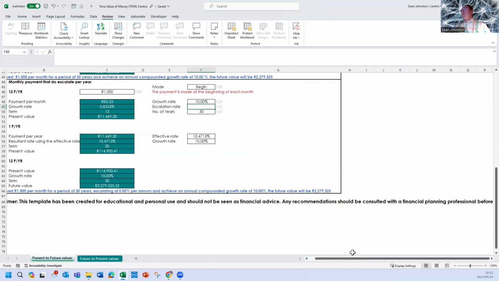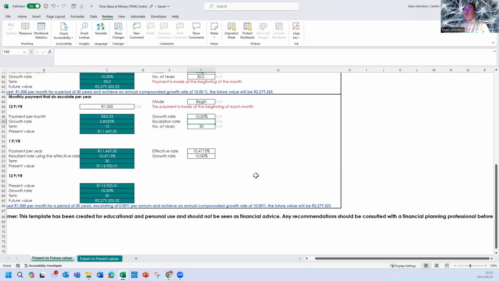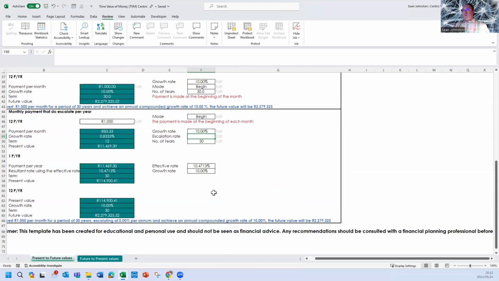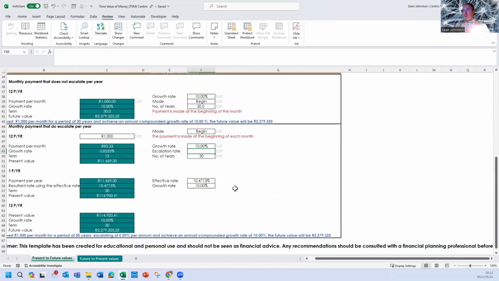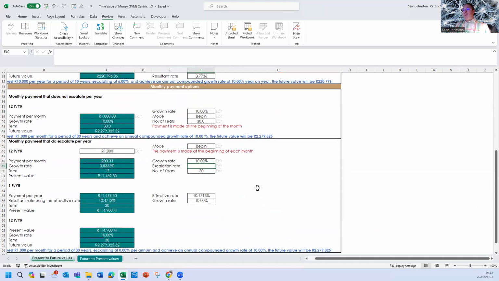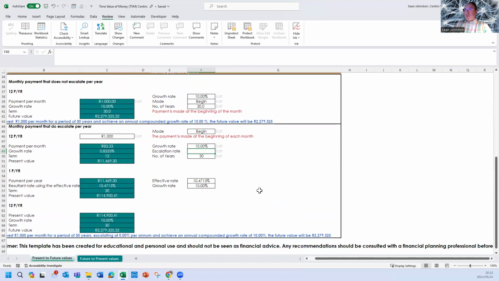Any recommendations that you receive will be discussed with a financial planner, ideally through a financial plan, because your goals first need to be established. You need to determine what your contributions are to get to a certain goal, and they will devise the correct asset classes for you to be invested in to achieve the desired growth rate, to achieve that future value, or determine what present value you need to have to get to that future value by using this template.